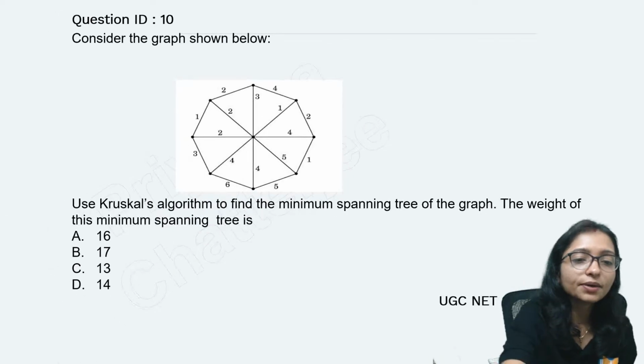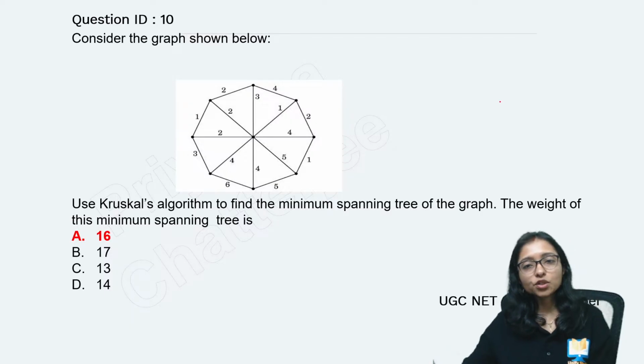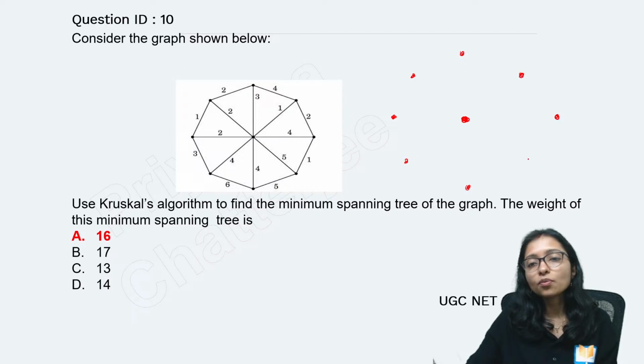Okay, the answer is coming. Definitely 16 is the correct answer. How to do it quickly in the exam hall, I am telling you. As you can see, it is a type of wheel graph. You can start with the vertices, because you always have to cover all the vertices. That is mandatory. So draw the vertices first, then go for the edges one by one. That will be easy for you.